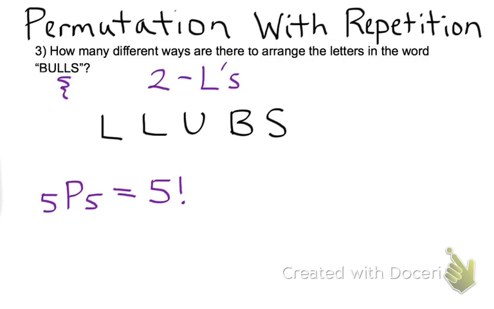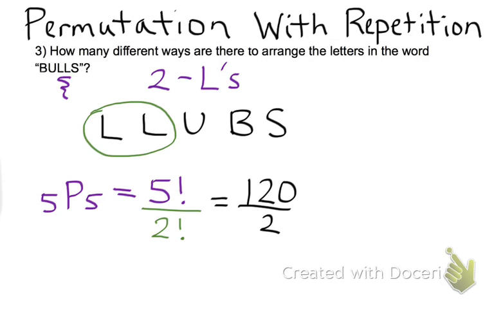Now we need to get rid of our duplicate L's that we have. So I'm going to divide by 2 factorial. Since we have 2 L's, I'm going to divide by 2 factorial. So 5 factorial is 120, and 2 factorial is 2, which is going to give us 60. So that means that there is going to be 60 different ways to rearrange the letters in the word bowls without any duplicate answers.